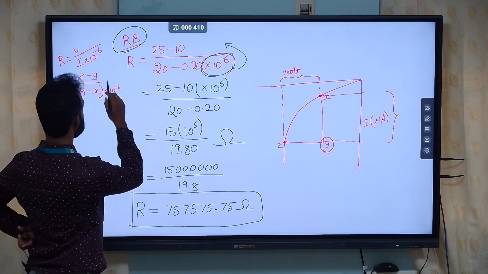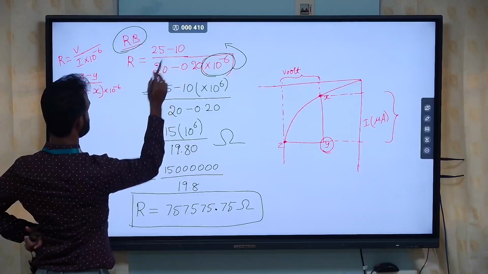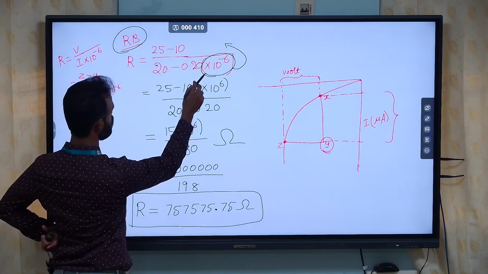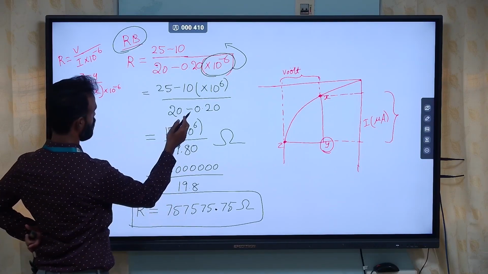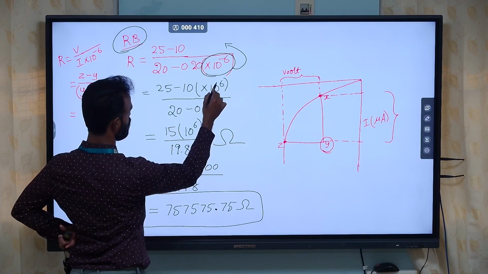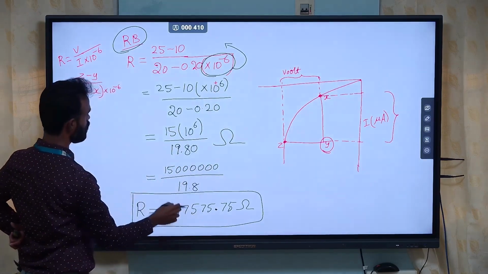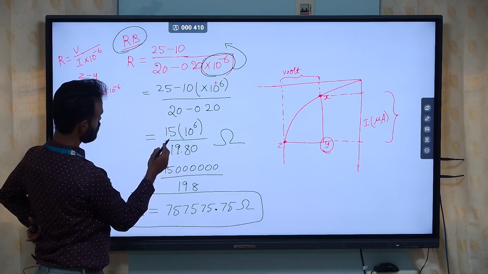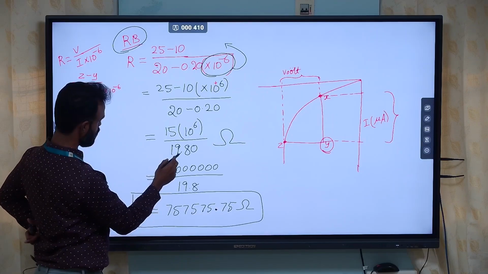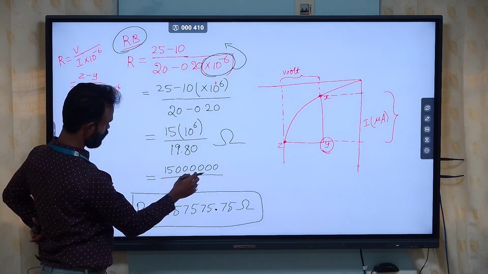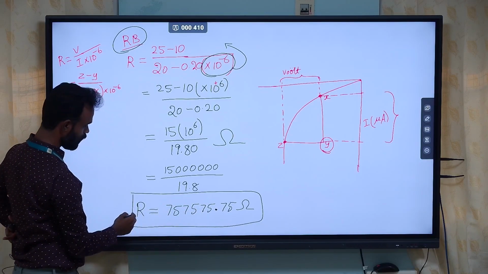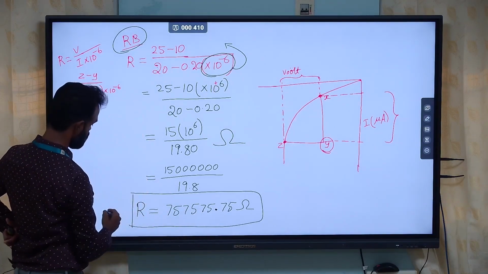Likewise, here for example, if Z is 25.10 and Y is 20, X is 0.25, into 10 to the power minus 6, and if we move this 10 to the power minus 6 to the numerator, we will get 10 to the power plus 6. After subtraction, 15 into 10 to the power 6 is the numerator, and the denominator is 19.80. A huge value we will get for the resistance value of reverse bias.